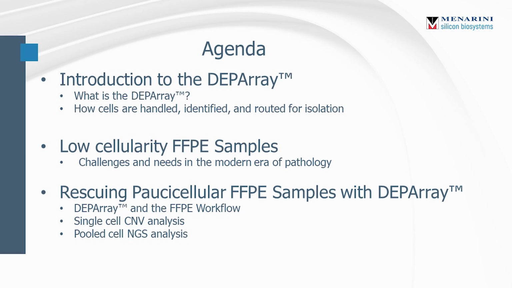Then we'll talk about the problem itself, and that is the problems that arise from low cellularity samples with FFPE specimens in the modern era of pathology. Then we'll tie it all together by talking about how we can attack these paucicellular samples using the DEPArray to get single cell copy number variation analysis and pooled cell next generation sequencing.